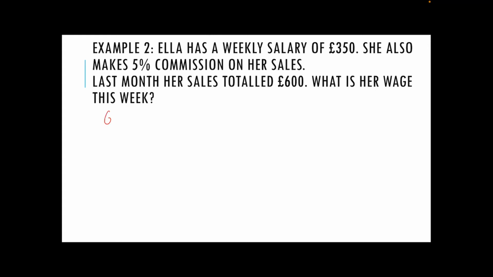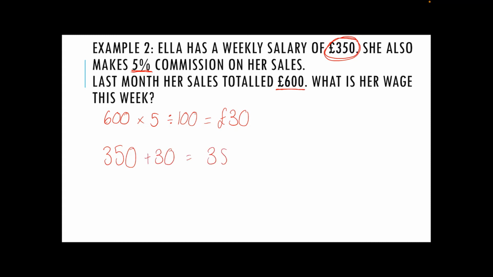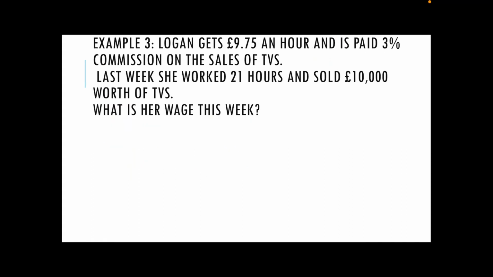So the first thing that we are going to work out is the commission. So we take the 600, we divide by the percentage. So the 600 was the sales, the percentage was 5, and to find the percent we divide by 100. That gives us £30 in commission, but she also gets a weekly base salary of £350. So she's going to be paid the 350 plus the 30 commission to give her £380 for the week.